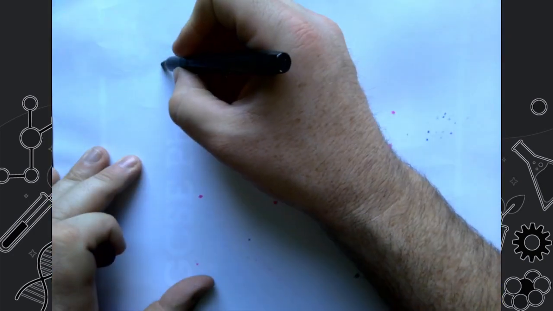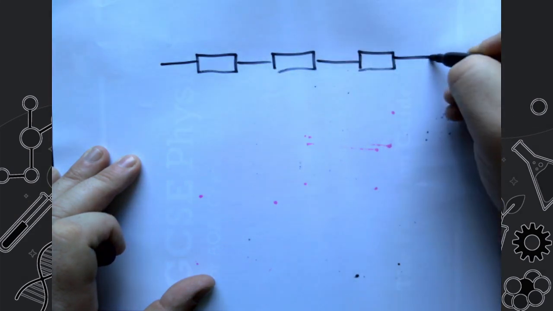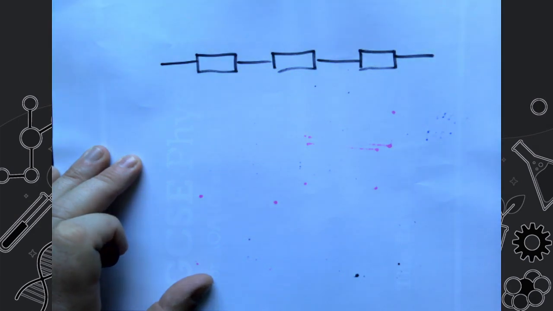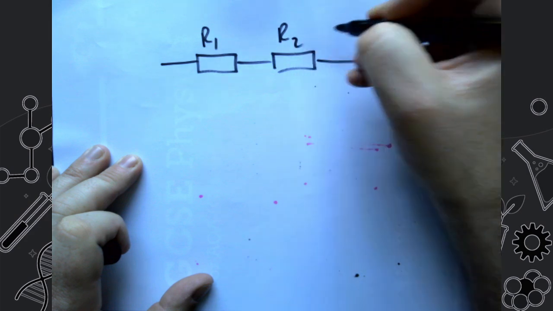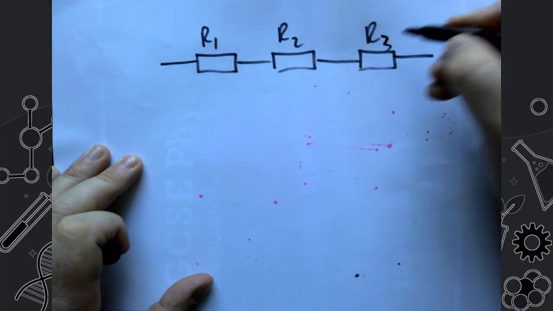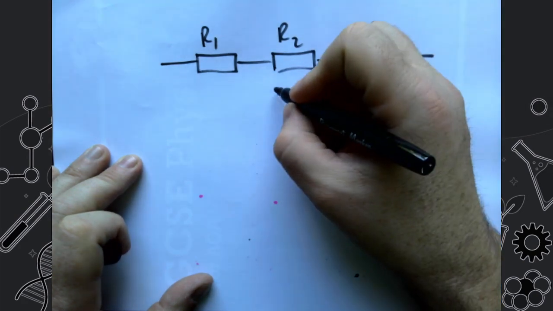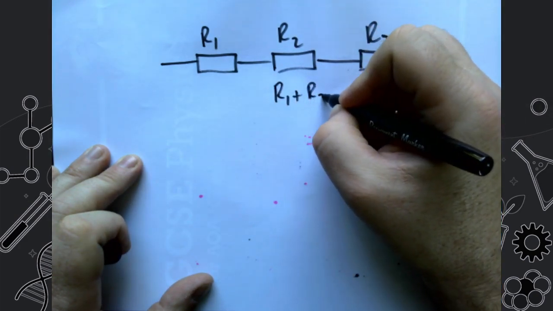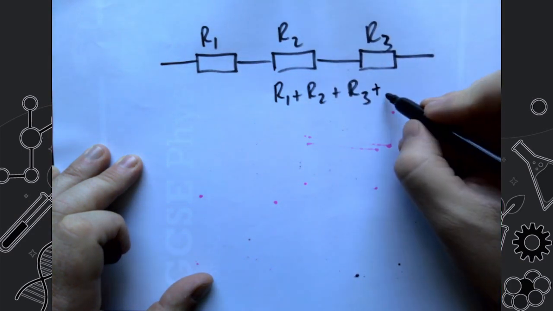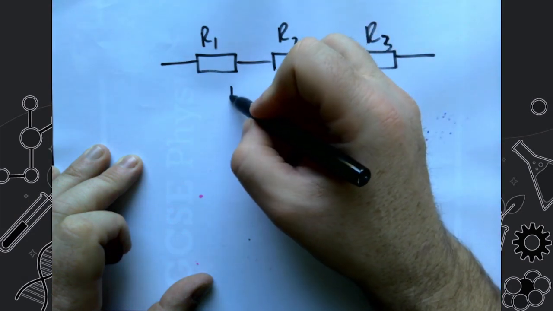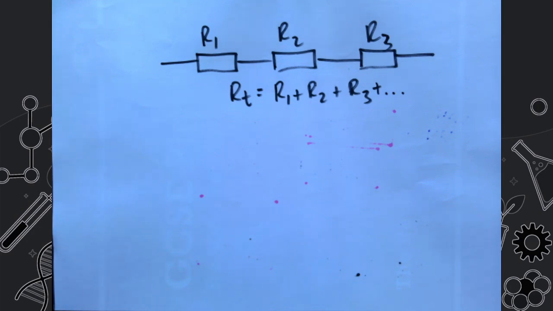So, resistors in series. R1, R2, R3. To work out the total resistance of these three resistors, it's simply just R1 plus R2 plus R3. And if I had a fourth one, or a fifth one, plus anything. We call this RT, for R total.